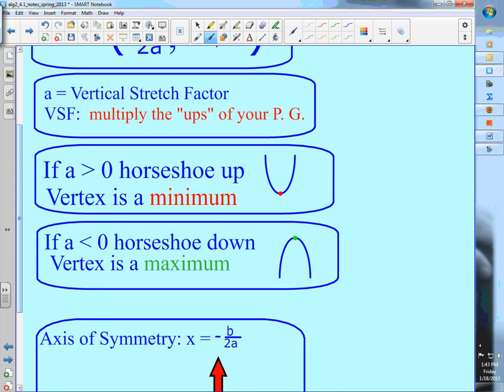If your A value is less than 0, you're going to have a horseshoe down, and the vertex will be called a maximum. And those two things are very important: to be able to identify the min or the max just by looking at the equation.